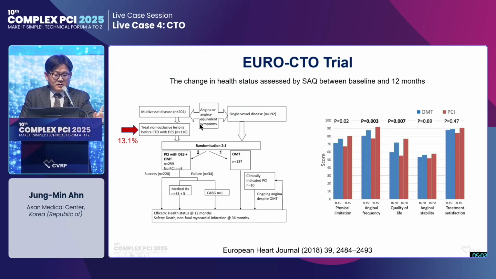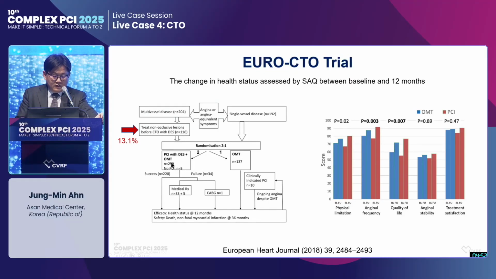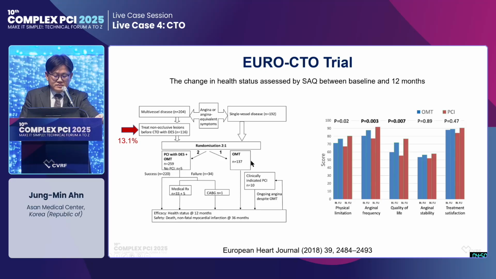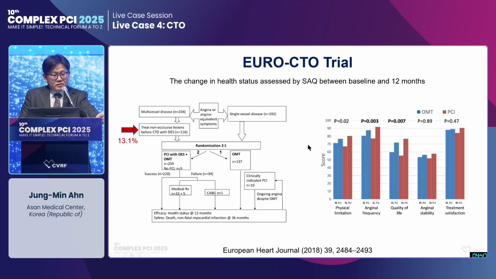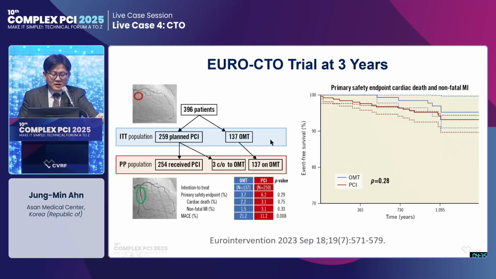Another randomized trial is the EuroCTO trial. In this trial, after non-CTO PCI, they did randomization, 2-to-1, PCI with DES and OMT versus OMT. So contrary to the DECISION-CTO randomized trial, in this trial, physical limitation, angina frequency, and quality of life improved by CTO intervention. But for clinical outcomes, compared with OMT, PCI did not show better clinical outcomes regarding cardiac death and MI.